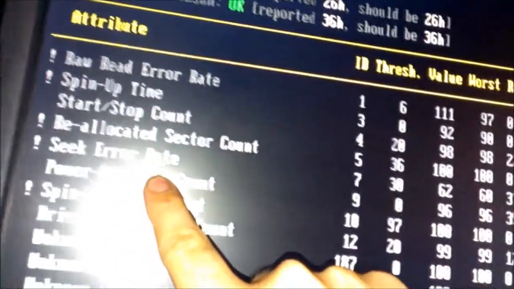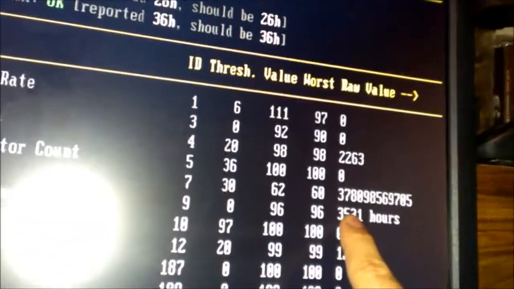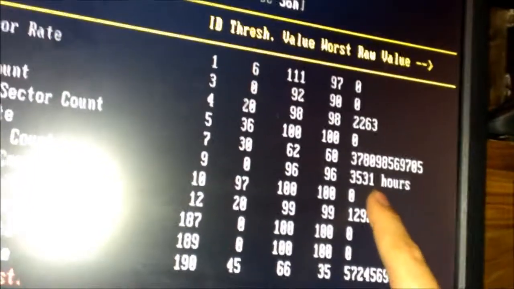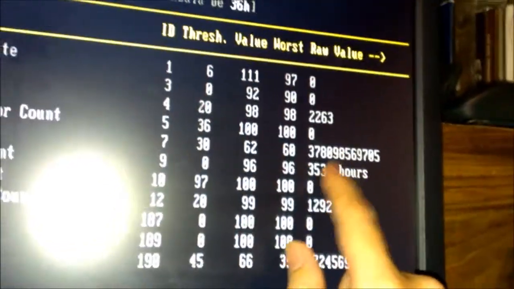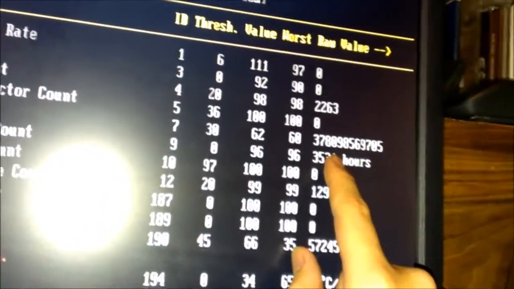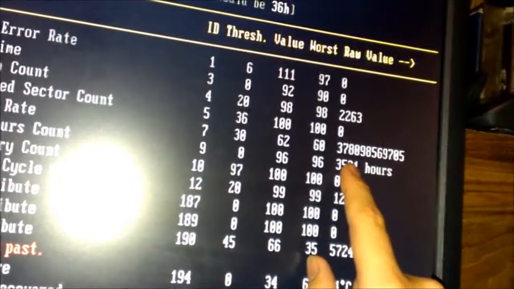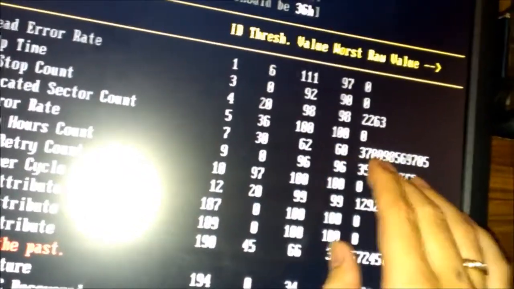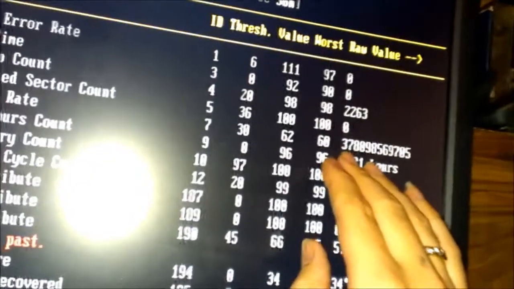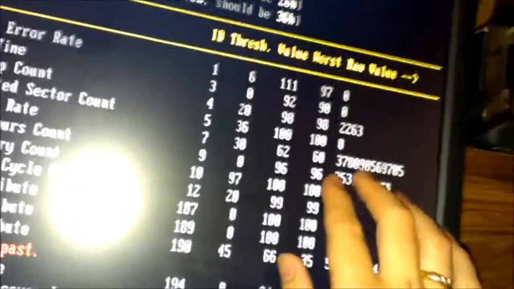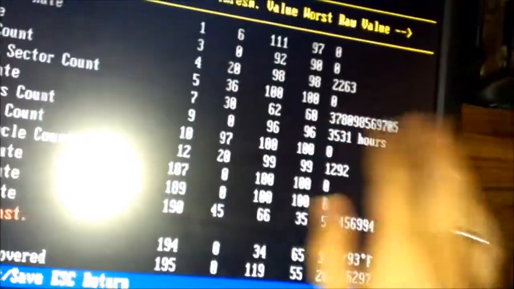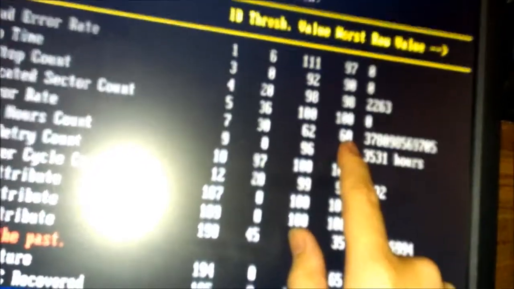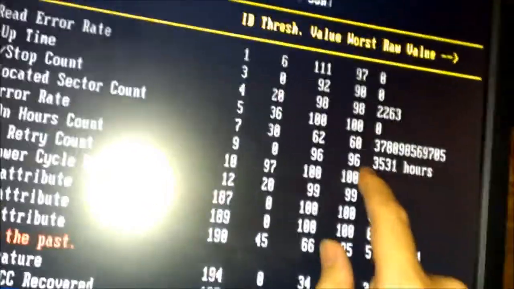There we go. Seek error rate, it's like a billion. But Seagates have their own raw value, that's good or not. And really, a high seek error rate is not to be alarmed about. Seagates always have a high seek error rate. It's not because of the drive itself, it's just the software that recognizes it that gives you a high number. So don't worry about the high number, because the threshold is 30 and this is still at 62. The worst is 60. So it's not bad at all. Don't worry about that.